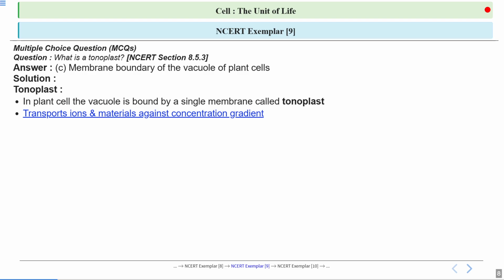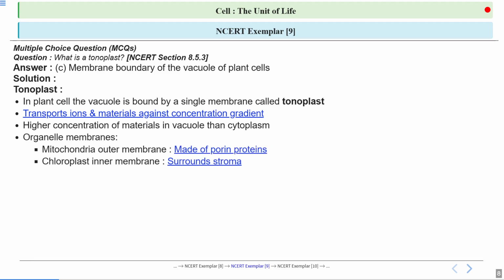So transport ions, materials against the concentration gradient. Higher concentration of materials in the vacuoles than the cytoplasm. So materials that have higher concentration still are present in the vacuole, but they do not come to the cytoplasm. So they are working against the concentration gradient. So organelle membrane, mitochondria, outer membrane made up of porin proteins, right? Very different, porin proteins. Chloroplast inner membranes surround the stroma, and these two organelles have the double membrane.